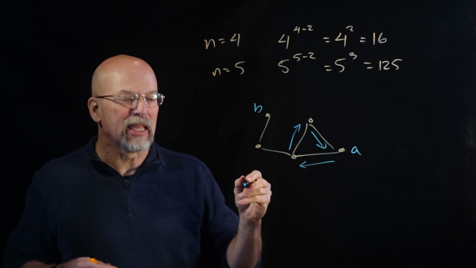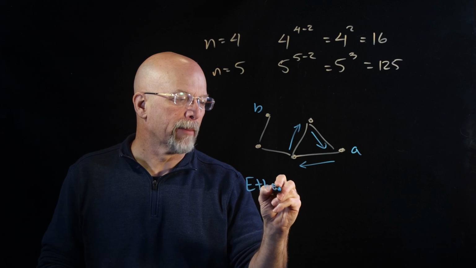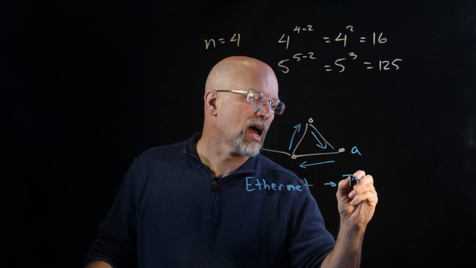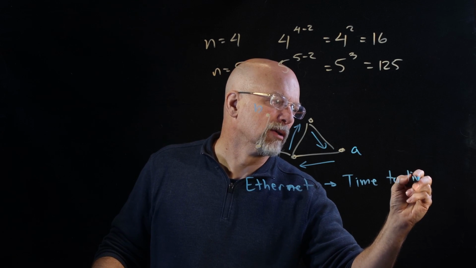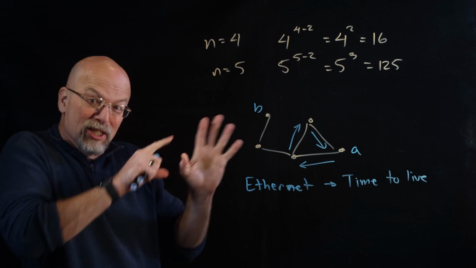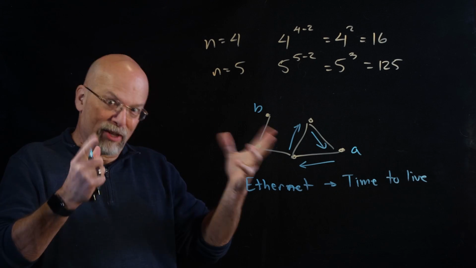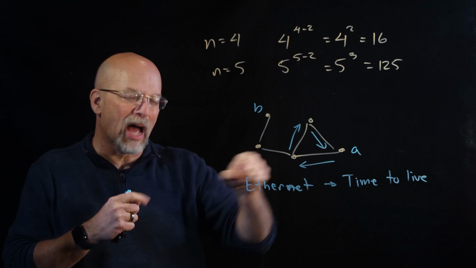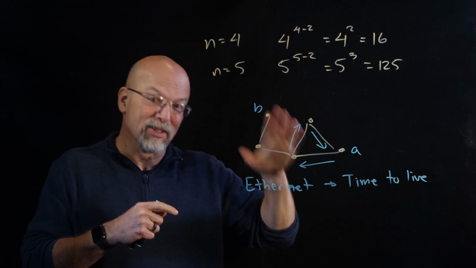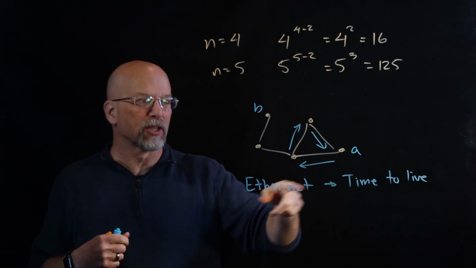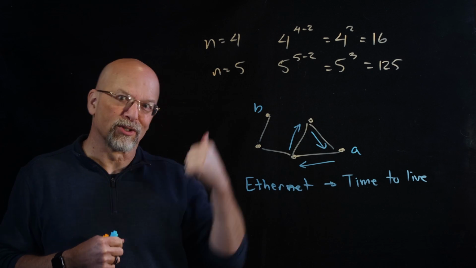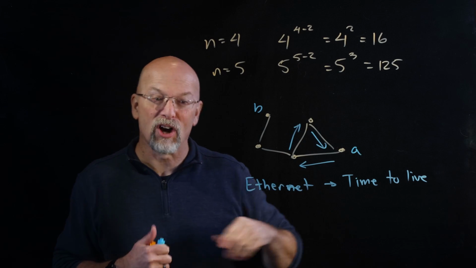In fact, the protocol for Ethernet has a certain field in it called the time to live. It's a number where the message originates, a value is put in it, and every time you make a hop, that value is decremented by 1. If you receive a message and you decrement that time to live from 1 to 0, you just throw the message out because it's assumed it got caught in a cycle.